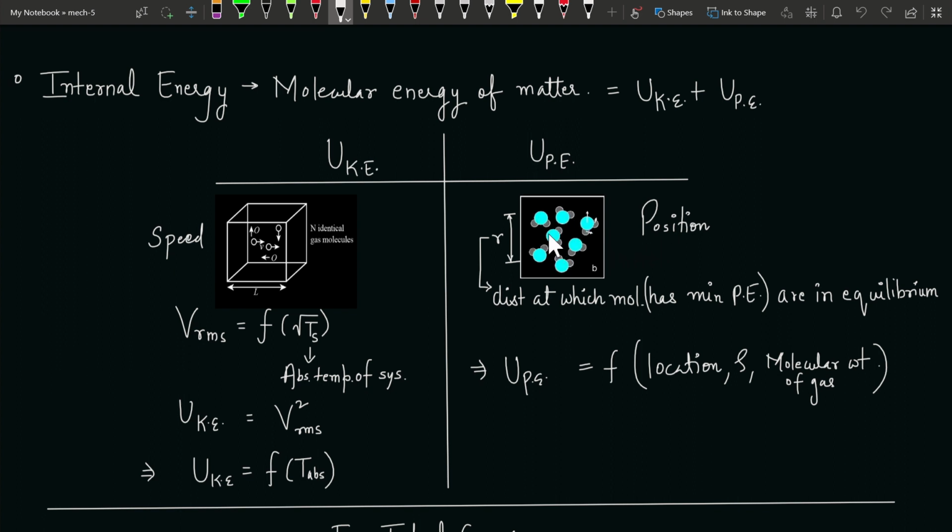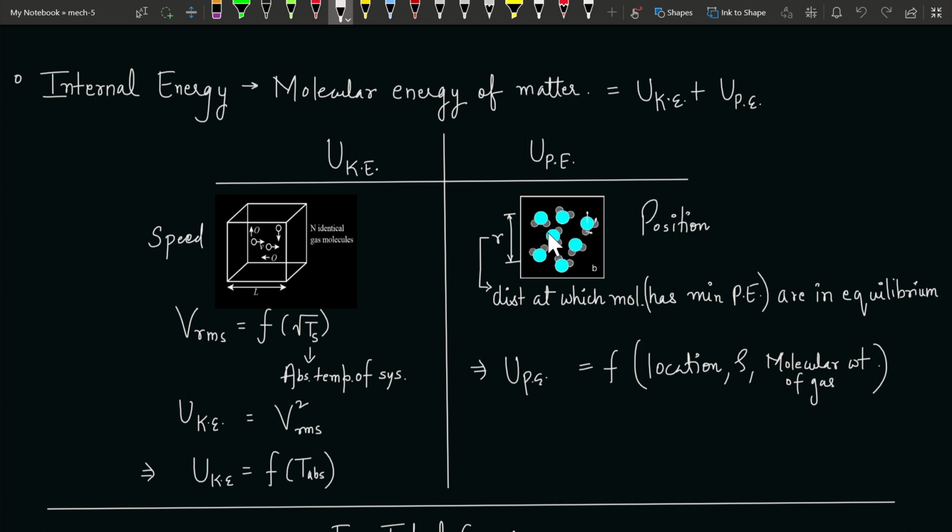There are so many molecules in the system. If you are considering your system as gas, then there is some distance between them. If they are too close to each other, then they'll experience some kind of repulsion. And if they are too far from each other, then they will experience attraction. So there is this minimum distance that we have represented here as R, at which our molecules are in equilibrium and they are possessing minimum potential energy.